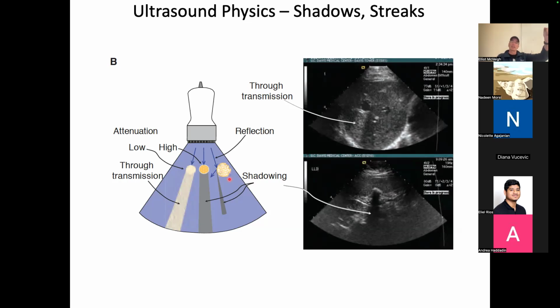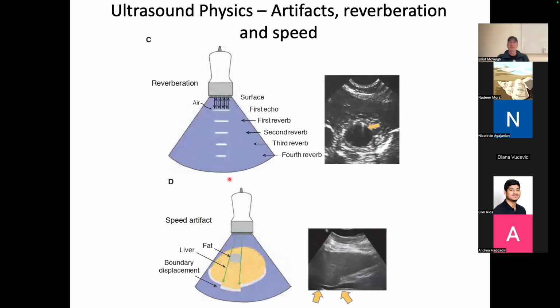But you can imagine, because it's real time, I'm looking at something. All I have to do is move the transducer a little bit and see if that object changes as an artifact would change versus having something that's actually in the field of view, right? That's pathology.